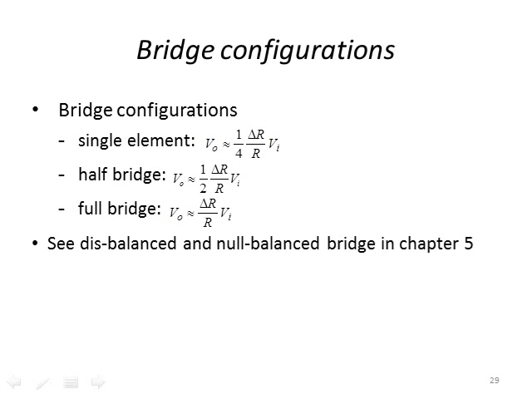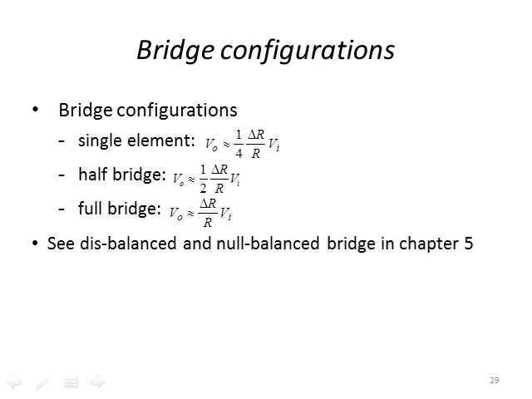So the advantage of using a single element bridge mainly is that you only have one element that's changing in the bridge. So it's easier to realize this. It's less expensive, at the expense of the fact that it's not completely a linear response, and the sensitivity is smaller than the sensitivity of a half bridge.